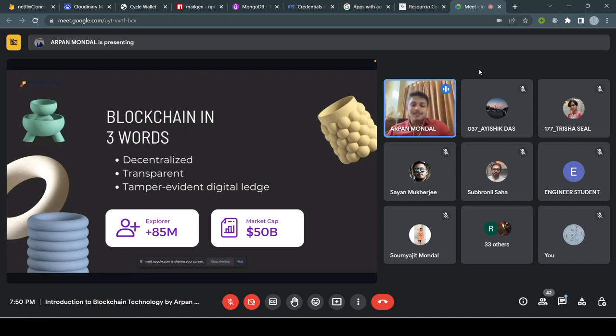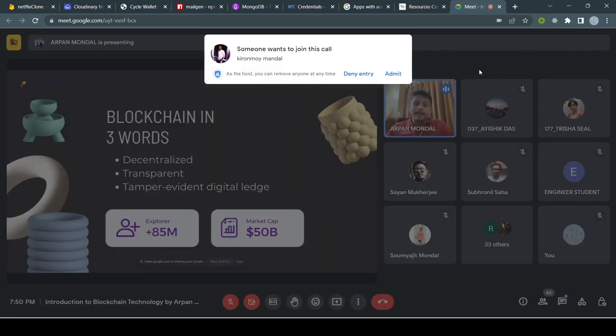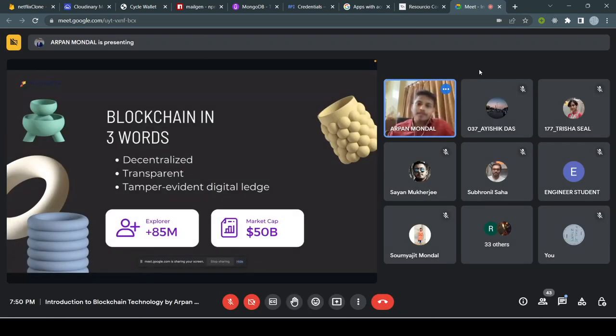Theek hai. So almost now we have 85 million users in blockchain. Although this is a very small percentage of people, we have 8 billion people in the entire world. Let's say that is 0.01%, something like 0.001% of people using blockchain. Now it is valued at $3 or $5 trillion. Now let's imagine 30% of the world acquires blockchain. It's going to be $1 million, right?